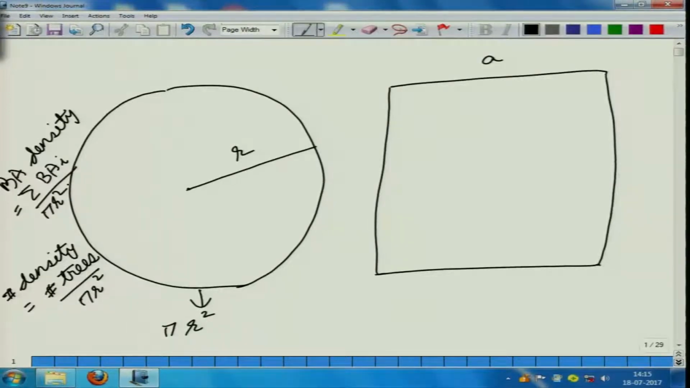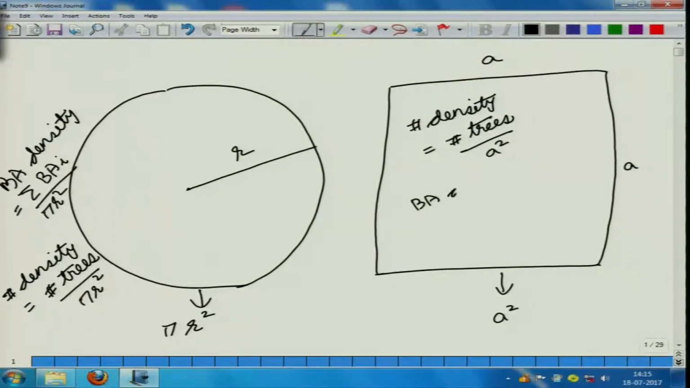In the case of a square sample plot of side a, your number density or the stand density is the number of trees in this sample plot divided by a squared, because here the area is equal to a squared. The basal area density is equal to the sum of the basal areas of all the trees inside the sample plot divided by a squared, which is the area of the sample plot.